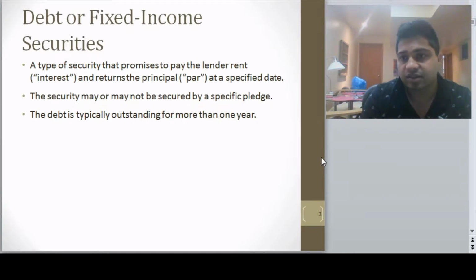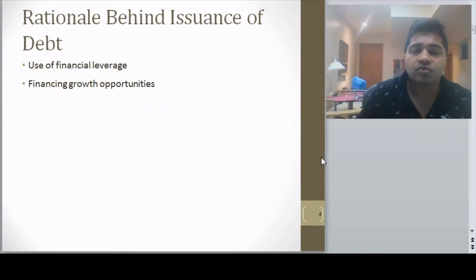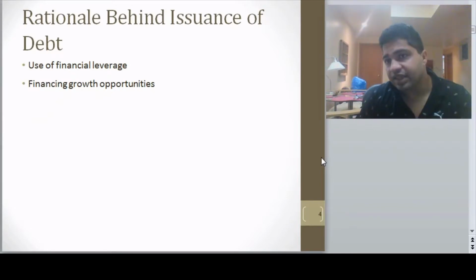So most fixed income securities have a period of more than a year. Why is fixed income issued? The rationale is the use of financial leverage. Use of financial leverage means if a company can invest in a project that gives returns more than the cost of funds, then there is financial leverage. So it will add value to shareholders.